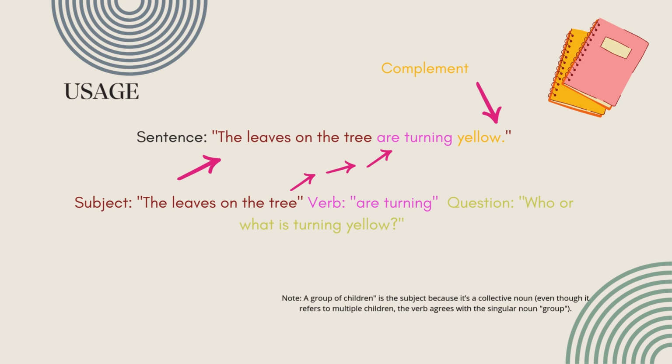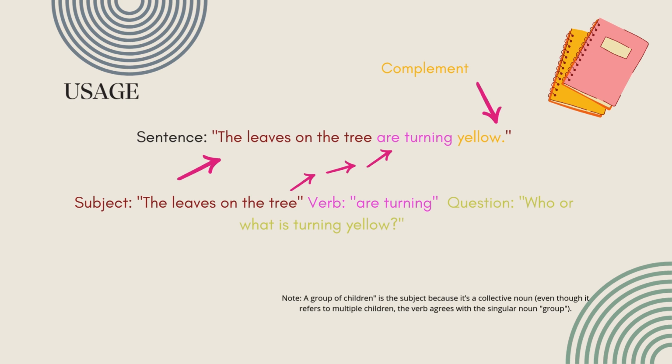But also we have the question that says, who or what is turning yellow? This question is important just to identify the subject. Here I also put a note, just to keep in mind when you find something similar to it. For example, here I put a group of children. This is a subject because it's a collective noun. Even though it refers to multiple children, the verb agrees with the singular noun.